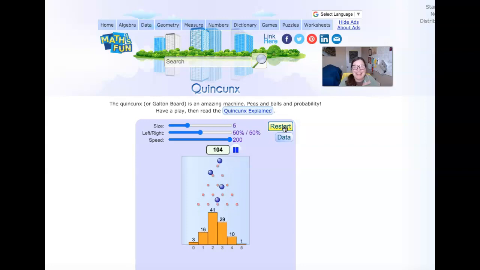And I'll stop it at 100. So there you see that the bell curve happens a lot with a lot of populations and a lot of different experiments. And you can come back and play with this on your own. Remember, it is mathisfun.com. You can change the size of the nails and everything.